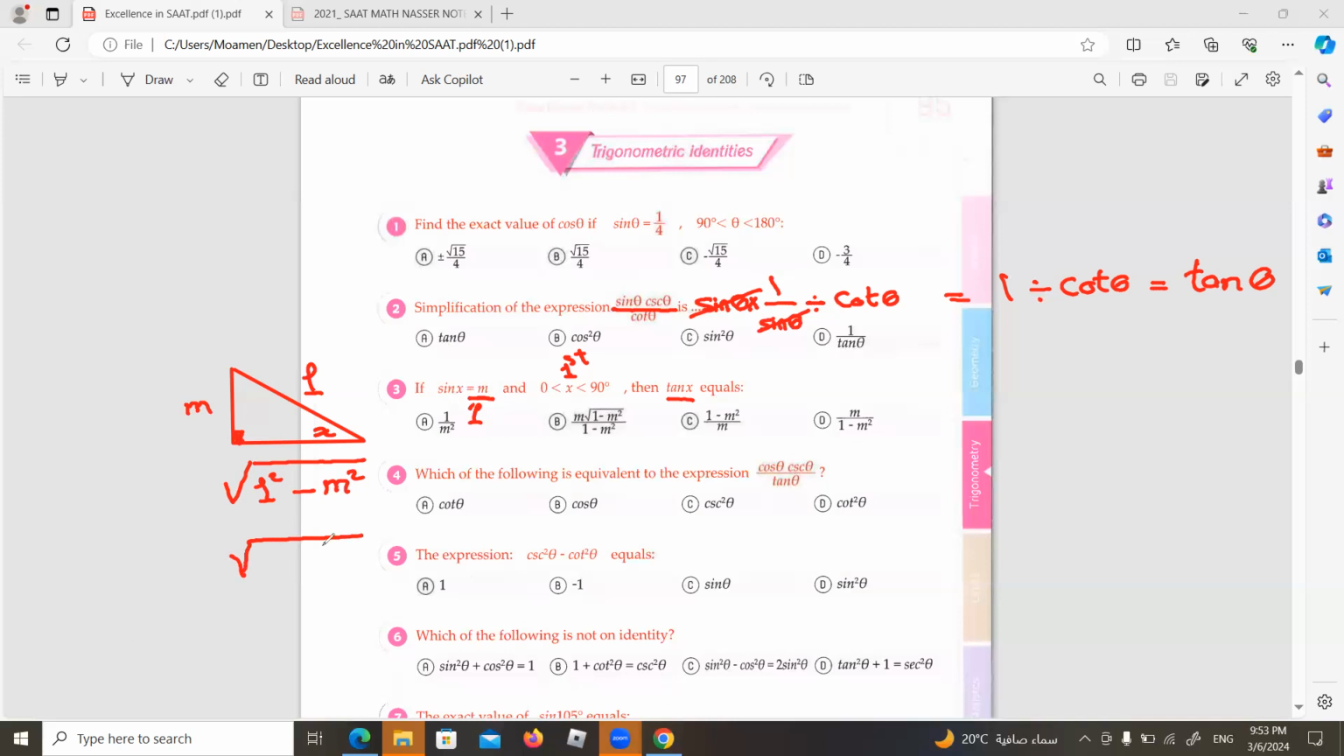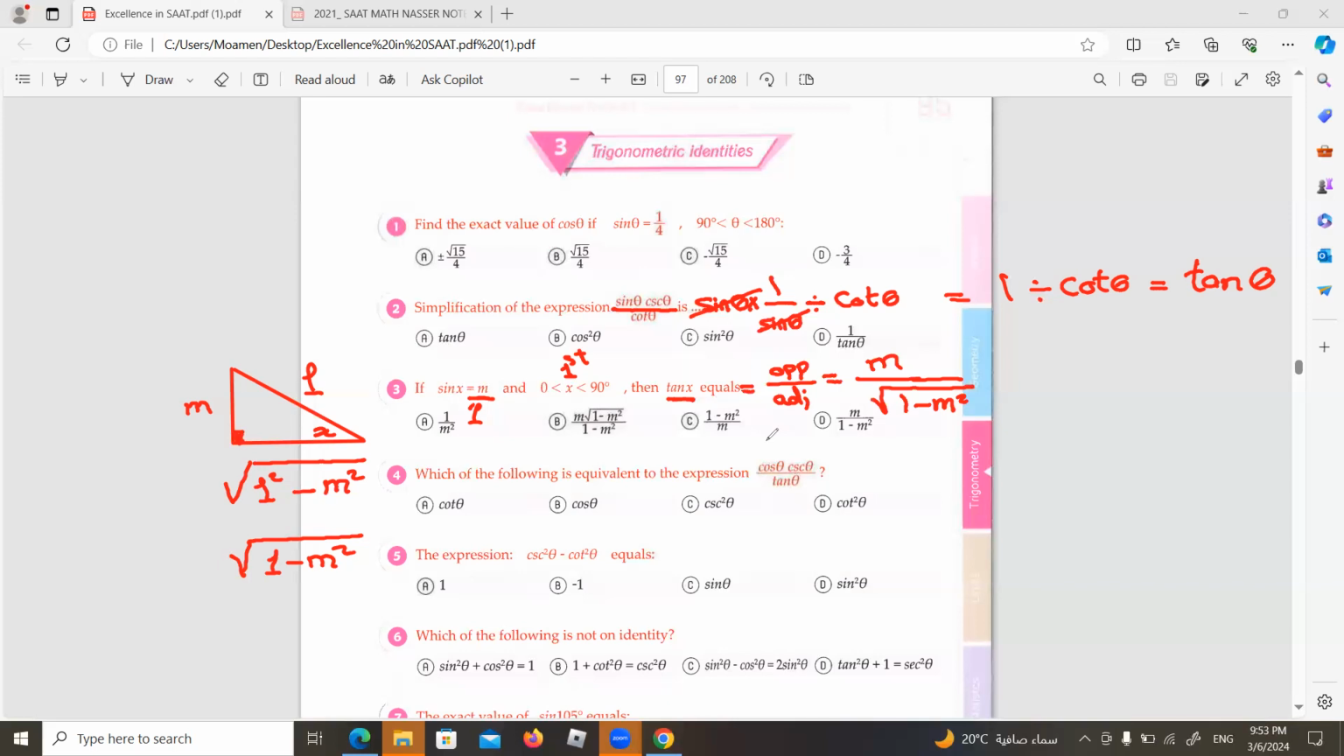Mister, it means 1 squared, it means 1 minus m squared. Okay? We're going to find tan. Tan is what over what? It's opposite over adjacent. What is the opposite, Mister? The opposite is m. What is the adjacent, Mister? The adjacent is the square root of 1 minus m power 2. This is the result.